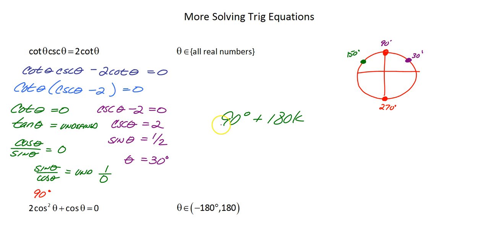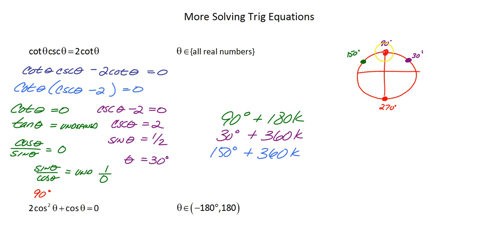We have 30 degrees, but that repeats itself every 360 degrees. So we have to add 360k. And then the last one we had was 150 degrees. And that will repeat every 360k. So that is our answer, because you must take into consideration that all real numbers means we have a general answer. 30 degrees is one of them, and 390 degrees is another one. And that's just going to keep on repeating over and over and over.